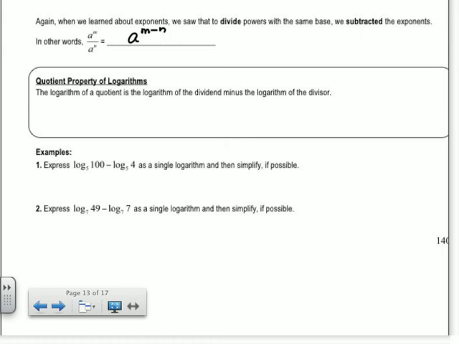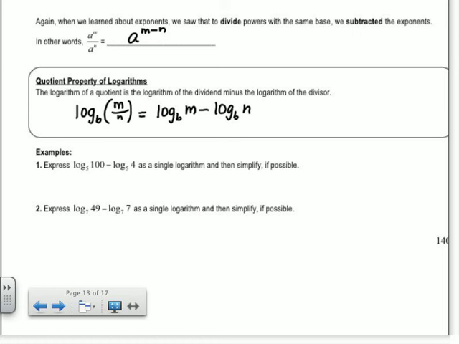So if we have log with some base b of m over n, I'm going to separate it. So it's going to be log base b of m minus log base b of n. Okay, so both of these are very important that you know. It's the quotient and the product property.